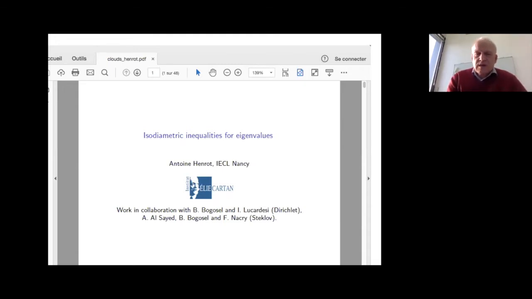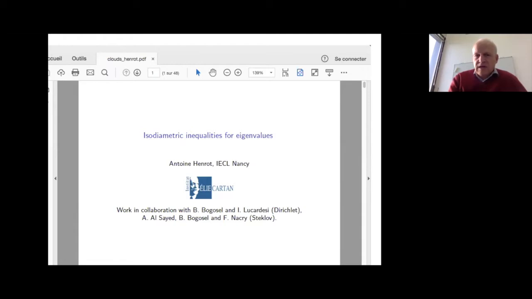Okay. As I said, I am interested in minimizing the lambda k or maximizing the sigma k, because it is a good extremal problem with some geometric constraint on the domains omega. I will recall quickly what happens when you put a volume or a perimeter constraint, but I am more interested in this talk in a diameter constraint.